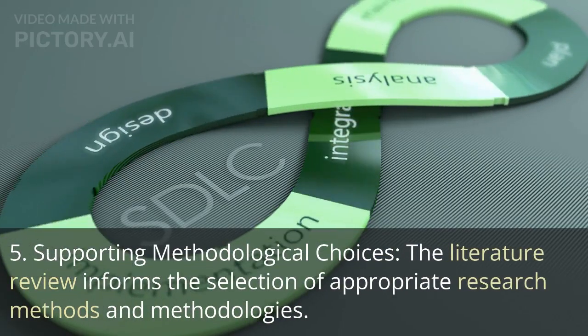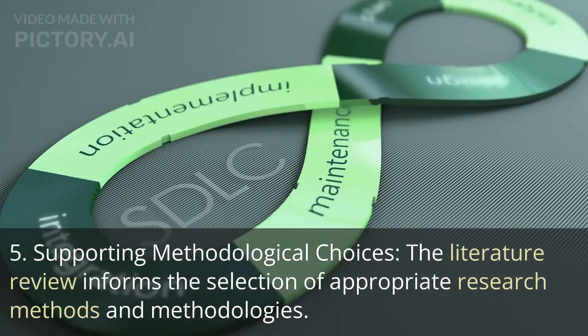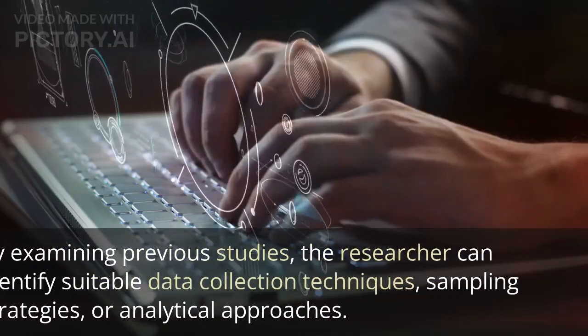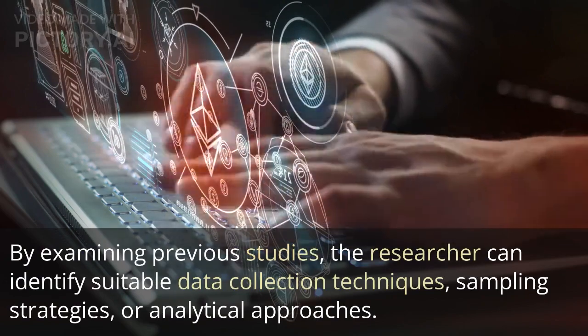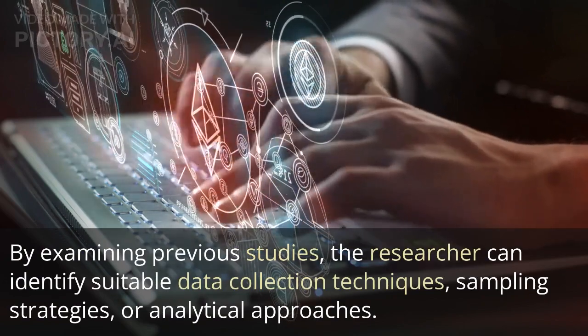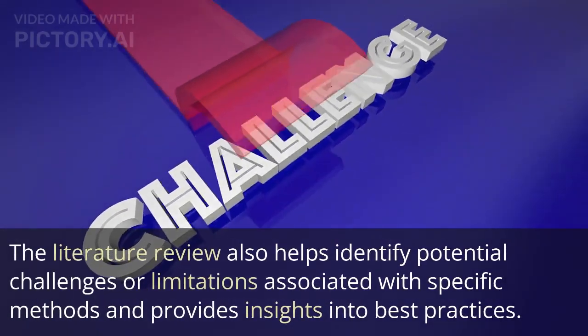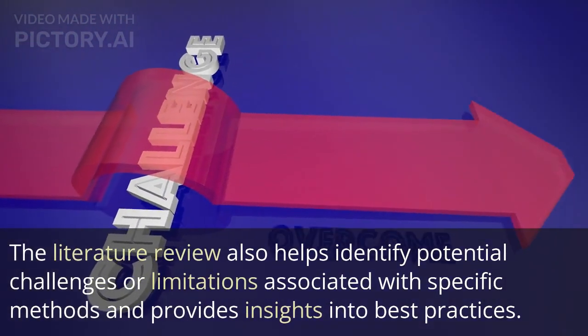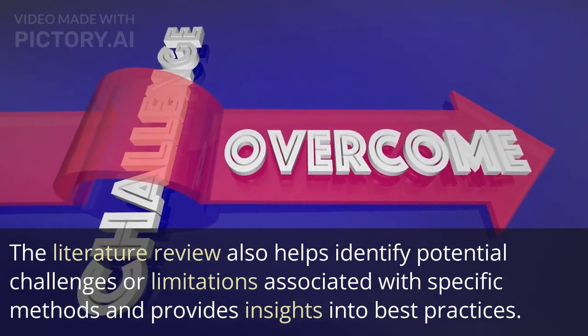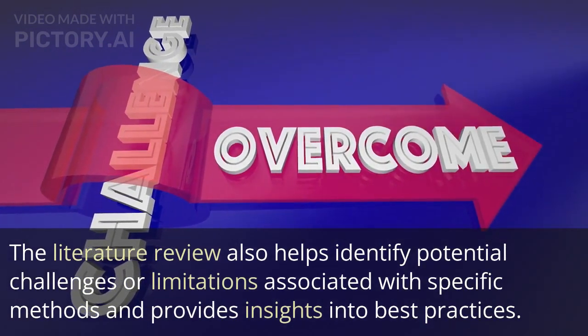5. Supporting methodological choices. The literature review informs the selection of appropriate research methods and methodologies. By examining previous studies, the researcher can identify suitable data collection techniques, sampling strategies, or analytical approaches. The literature review also helps identify potential challenges or limitations associated with specific methods and provides insights into best practices.